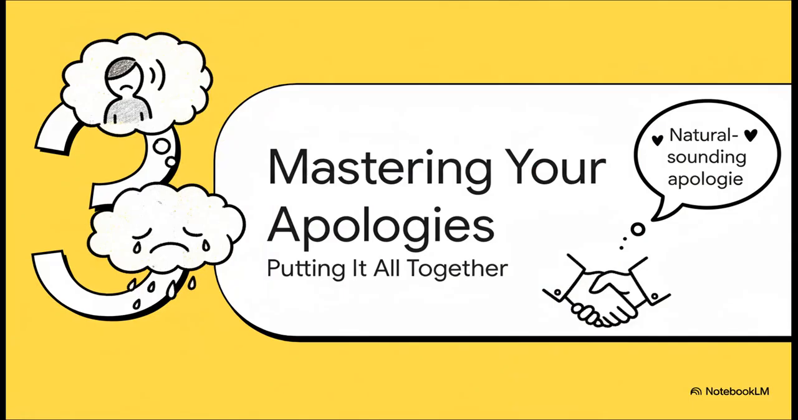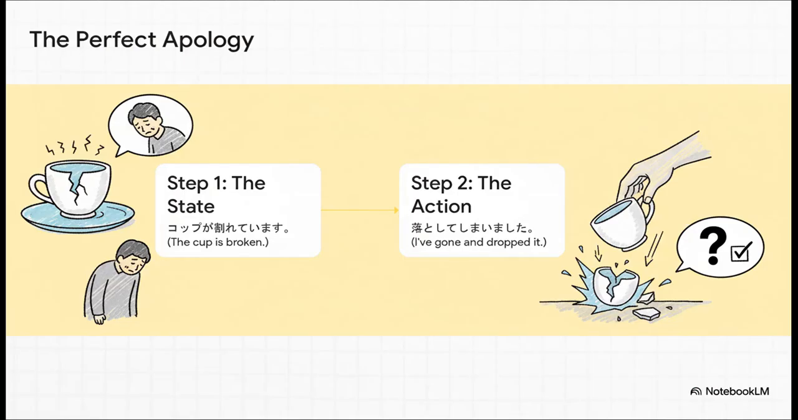Okay, we've got our two key ingredients, describing the situation and expressing our regret. So now let's put it all together and build the perfect natural-sounding apology. And here it is, the two-step masterpiece. First, step one. You state the situation using that intransitive verb. Sumimasen, koppu ga wareteimasu. Excuse me, the cup is broken. Then, step two, you take responsibility with feeling, using our new favorite grammar. Watashi wa otoshite shimaimashita. I've gone and dropped it. It's clear, it's respectful, and it's got just the right amount of nuance.